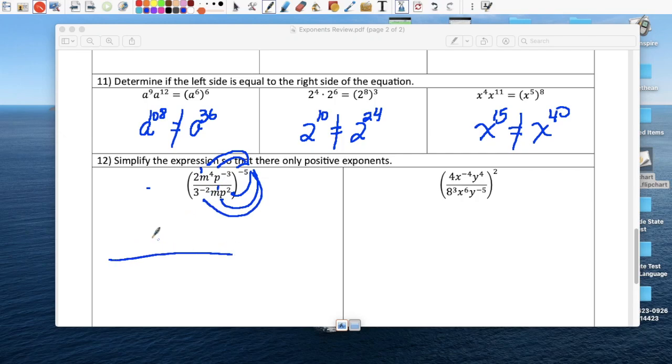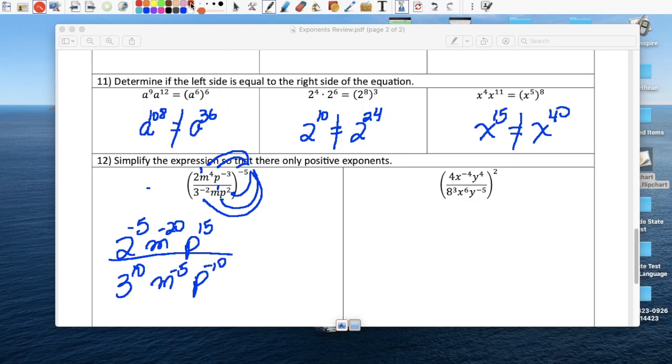Let's do the 2. So it's -5 times 1, which is -5. The m's is negative 5 times 4, which is negative 20. The p's is negative 3 times 5, which is positive 15. The 3 that's here in the denominator is negative 2 times negative 5, which is positive 10. The m is raised to the first power, so it's 1 times negative 5, which is negative 5. And the p, it's 2 times negative 5, which is negative 10.